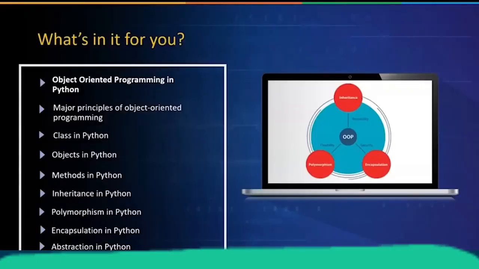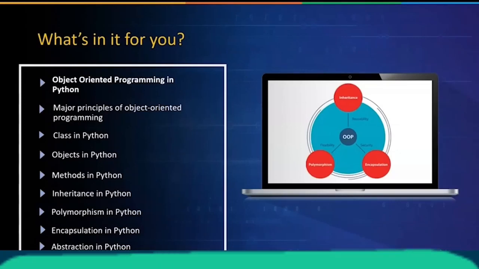Alright, let's glance at the topics. Object-oriented programming in Python, some major principles of object-oriented programming, and then we will touch upon topics like class in Python, objects, methods, inheritance, the concepts of inheritance, the different types of inheritance, then the definition and examples of polymorphism, encapsulation, and abstraction. So all these topics will be supported with examples and the relevant terminologies and definitions.